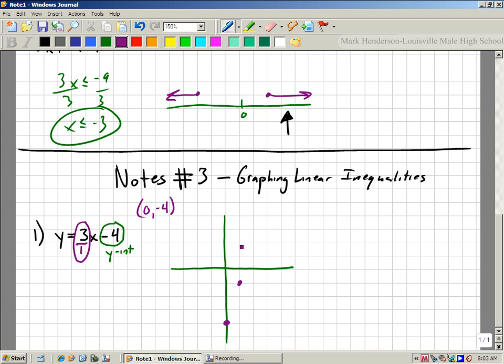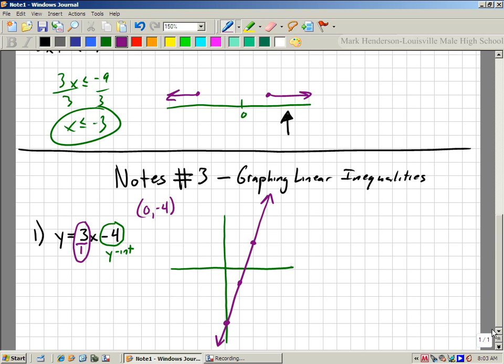I prefer to make a second point always, just to fully understand the fact that you can go anywhere using the slope. Then we just connect our line. Okay.